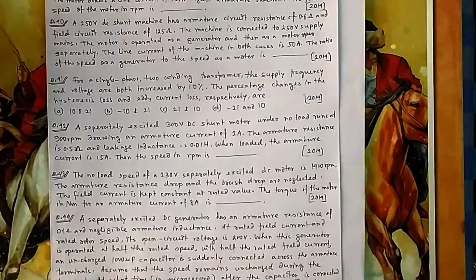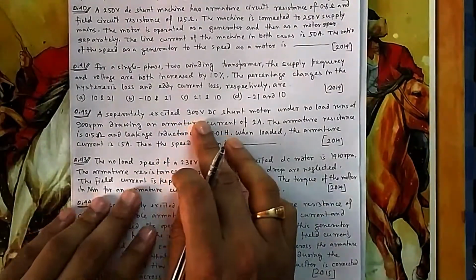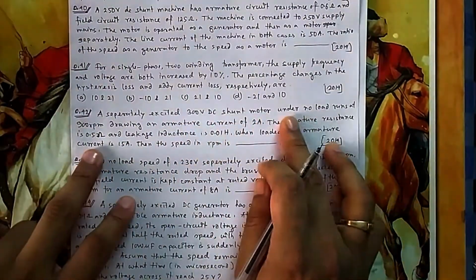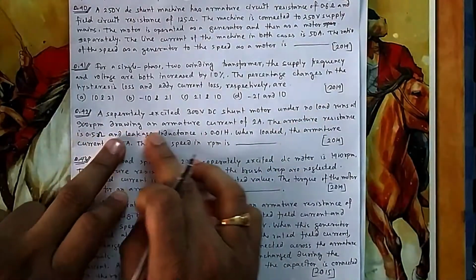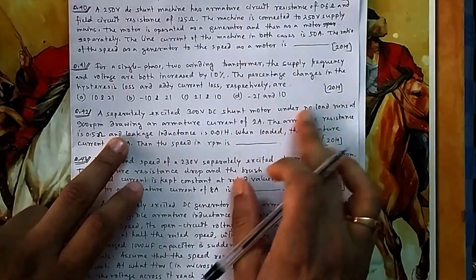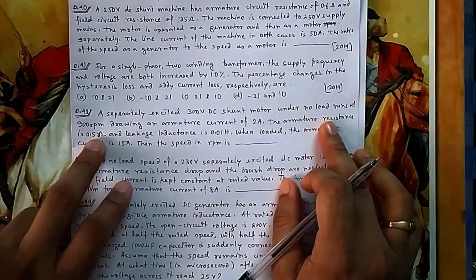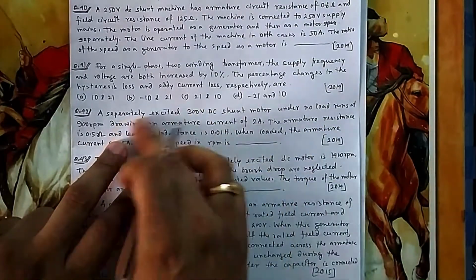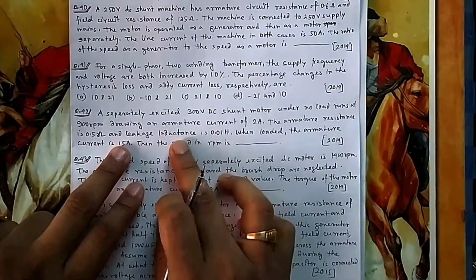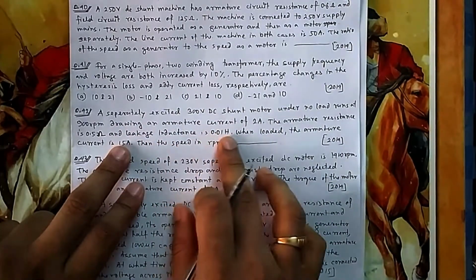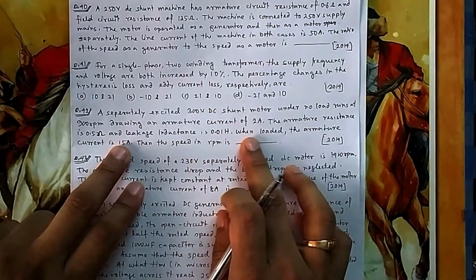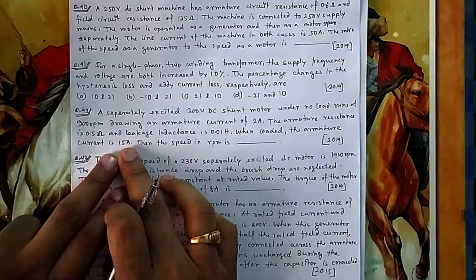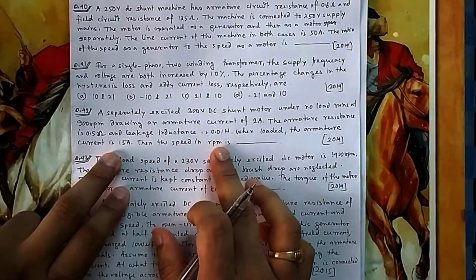Next, if you come to 42, a separately excited 300 volt DC shunt motor under no load runs at 900 RPM, drawing armature current of 2 ampere. At no load they have given the current. Armature resistance is also given. So you don't take back EMF directly as 300, you have to subtract that loss. And leakage inductance of this much is given, but there is no use of leakage inductance in a DC motor. When loaded, the armature current is 15 ampere, the speed in RPM is?